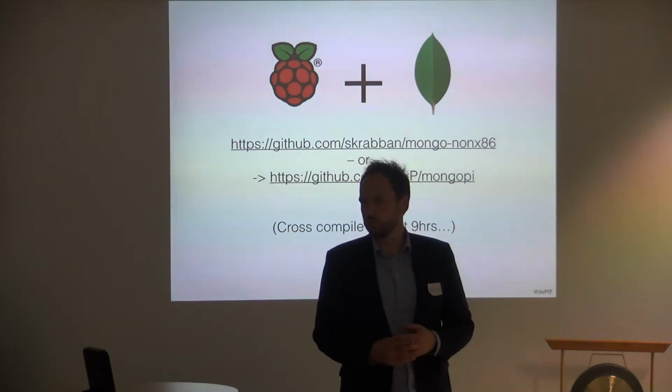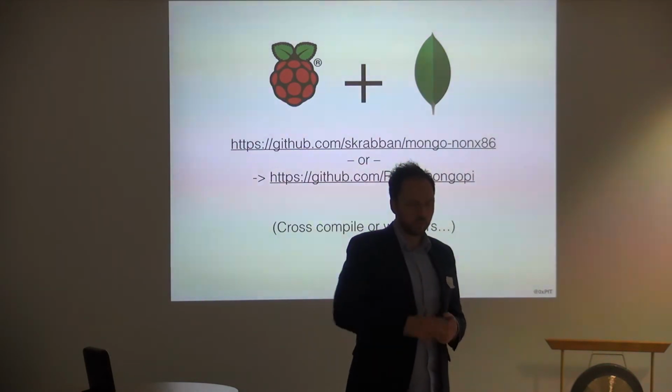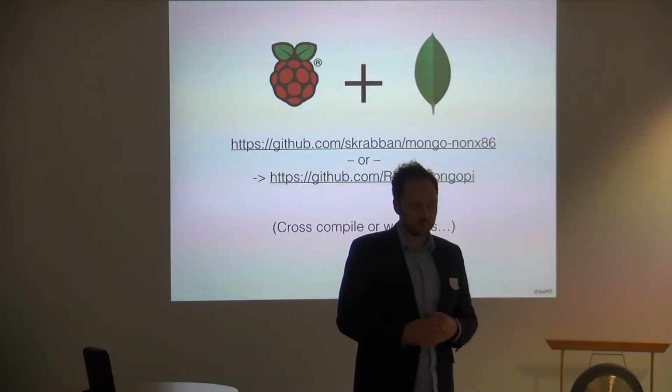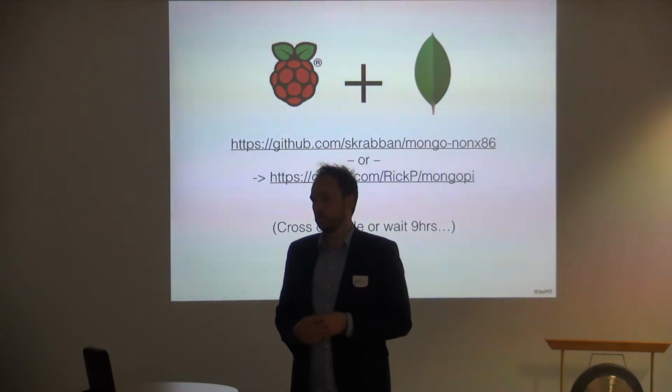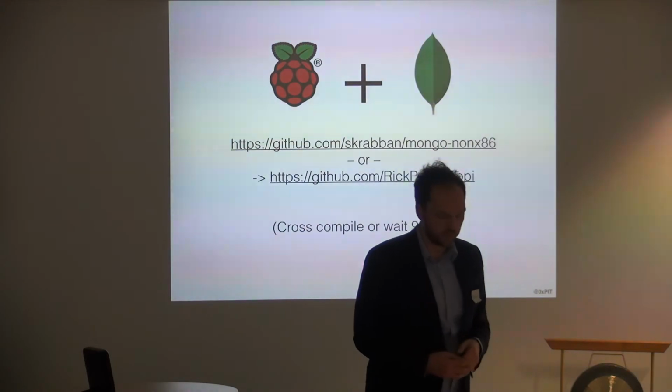I think it's 2.1 or 2.2. These are the two versions that are there. The marked one with the arrow, MongoPy, is what I used, and I suggest cross-compiling, because it takes 9 hours on the Raspberry Pi and it gets rather hot.